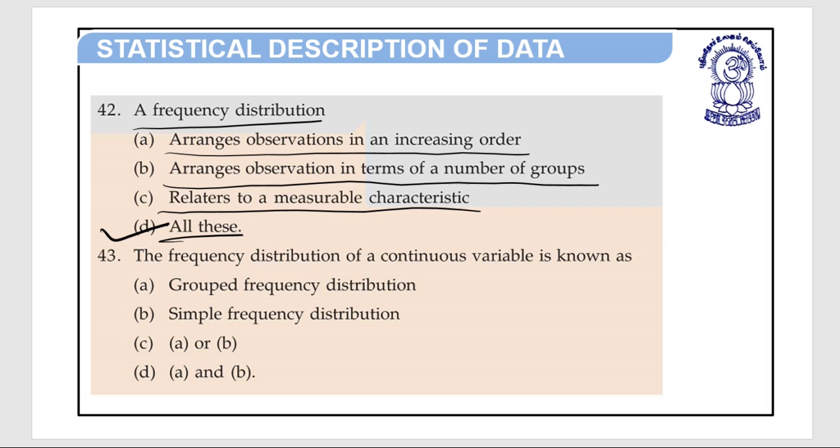Question number 43. The frequency distribution of a continuous variable is known as group frequency distribution, B simple frequency distribution, A or B, A and B. So option A, group frequency distribution.